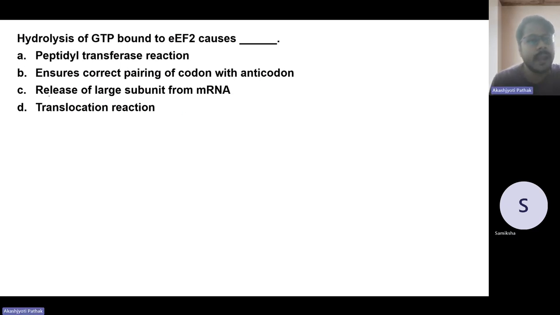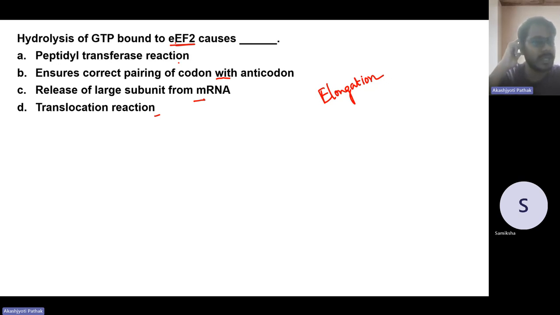Now, hydrolysis of GTP bound to EEF2. EEF2 is an elongation factor. I am not going into the details of the elongation mechanism of eukaryotes. In elongation, again, there are different factors. Hydrolysis of GTP bound to eukaryotic elongation factor 2 ensures correct pairing of codon with anticodon, peptidyl transferase reaction, and translocation reaction.